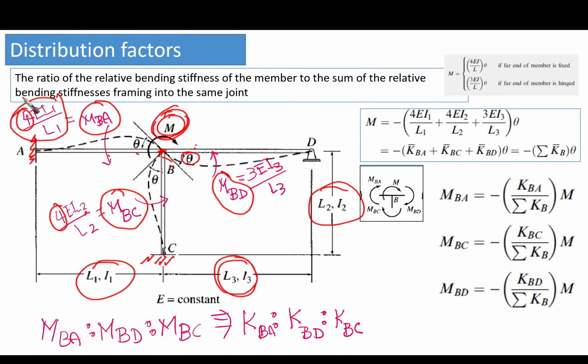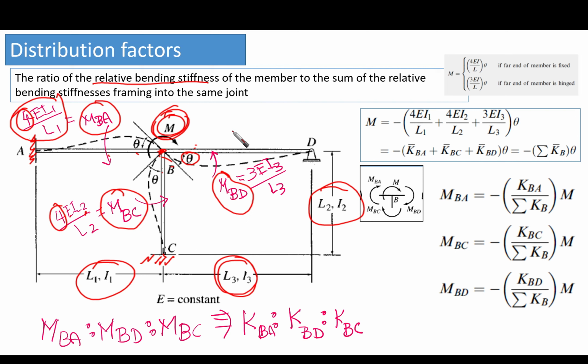Now it leads us to the definition directly. The distribution factor is the ratio of the relative bending stiffness. We said what is the meaning of relative bending stiffness. It is the ratio of the bending stiffness of the member to the sum of the relative bending stiffnesses of all the members framing into the same joint.